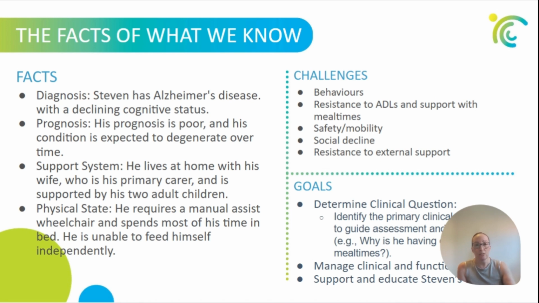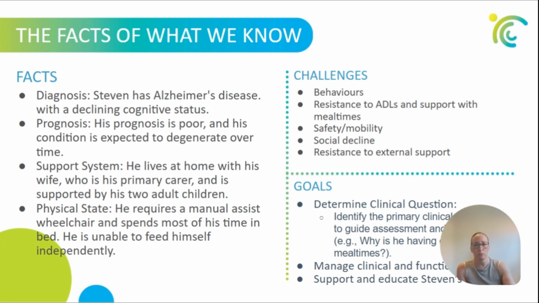Some of the challenges that come along with this include behavioural challenges and resistance to support with both activities of daily living and mealtimes. He also has challenges with his safety and mobility, which are compromised by his tendency to forget his physical limitations and attempt to walk independently, and significant social decline, with Stephen having become very withdrawn, no longer communicating verbally, and being very resistant to external supports coming into the home.